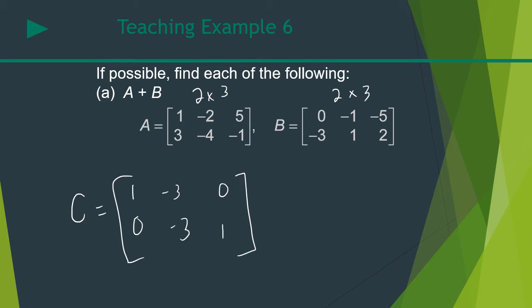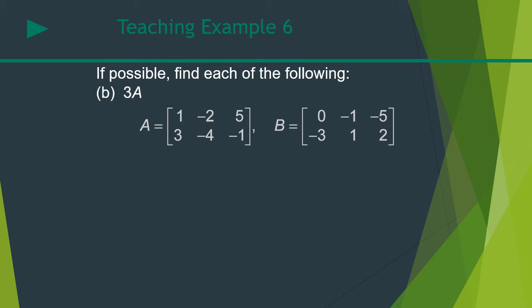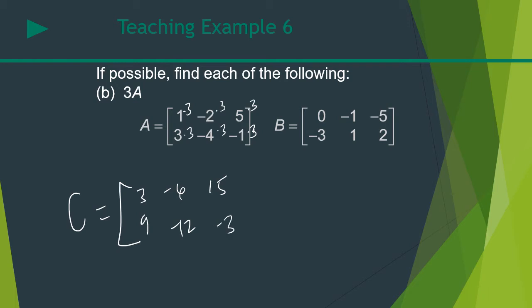Bam. Okay. 3 times A. Can I do that? Why, yes, I can. It's just a scalar times each element. So C equals 3 times each element. And so that gives me 3, 9, negative 6, negative 12, 15, and negative 3. Okay.